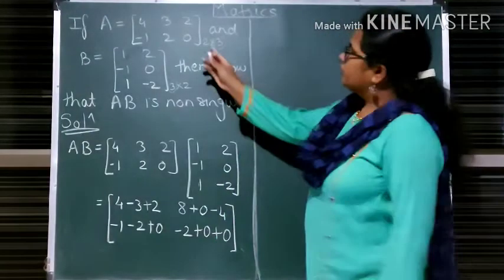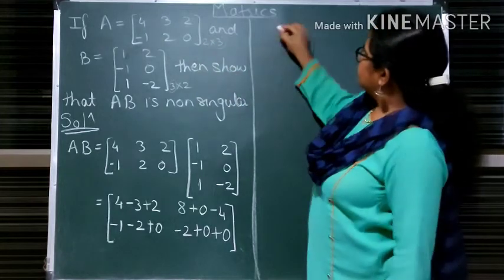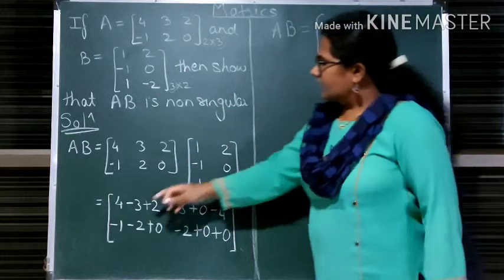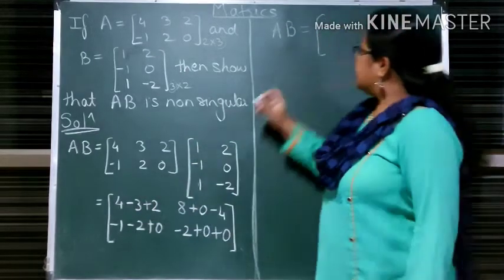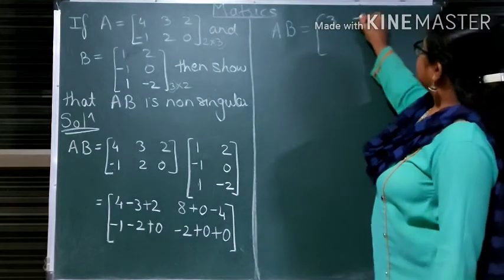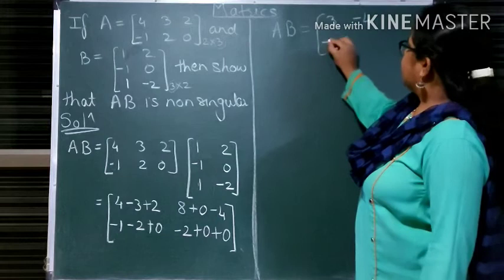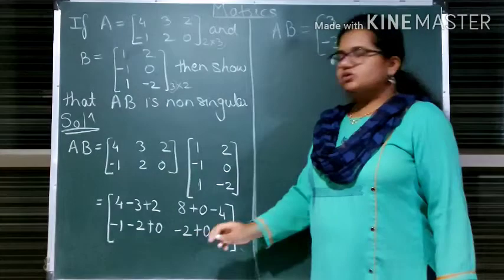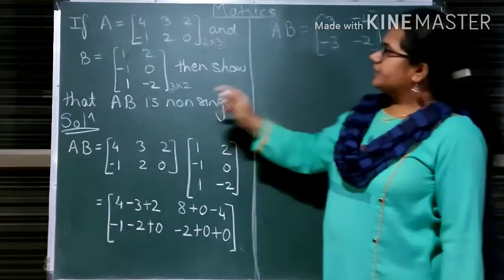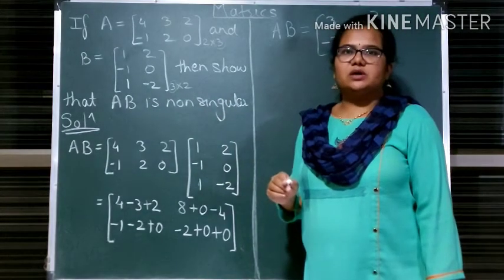We all know that the order of the matrix will be 2 into 2 because we have row 2 and column 2. So A into B will be equal to 4 plus 2, 6, 6 minus 3 is 3. 8 minus 4 is minus 4. Then minus 1 minus 2 is minus 3 and minus 2 is equal to minus 2. Okay. After finding A into B, we have to prove that A into B is non-singular.